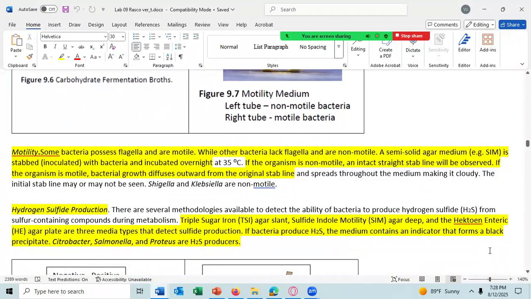Motility happens in bacteria only if they have a flagella. If they do not have a flagella, the bacteria will be non-motile, because flagella is the only structure bacteria have for being mobile.